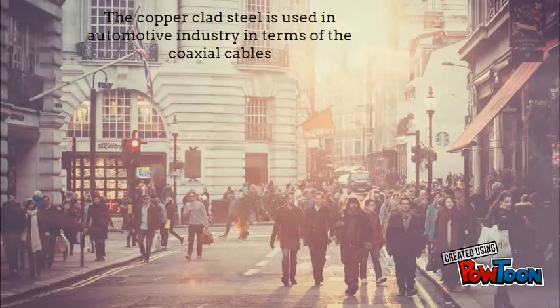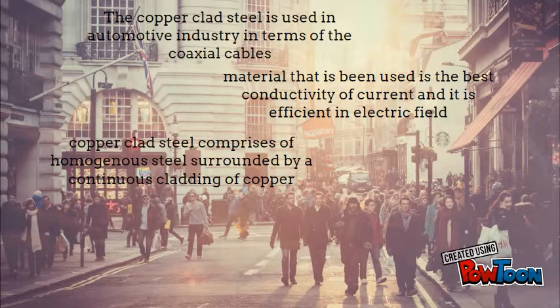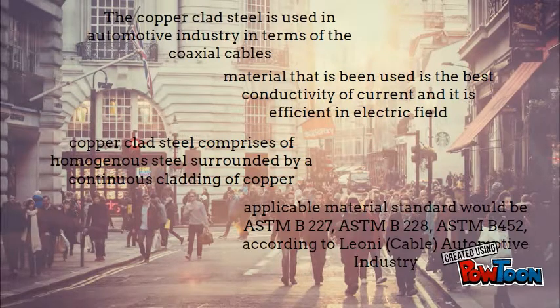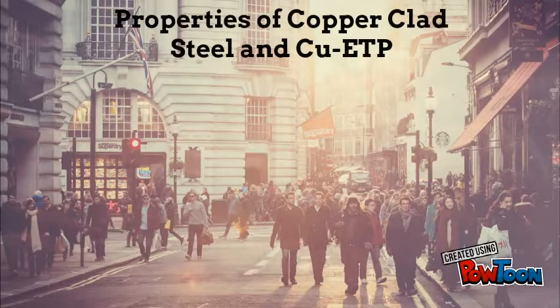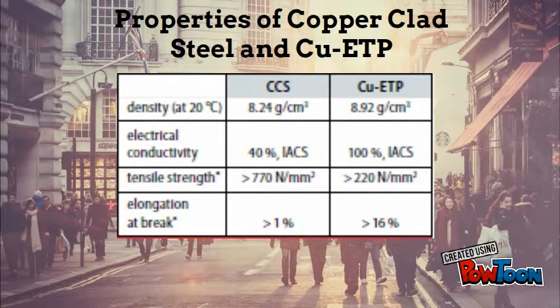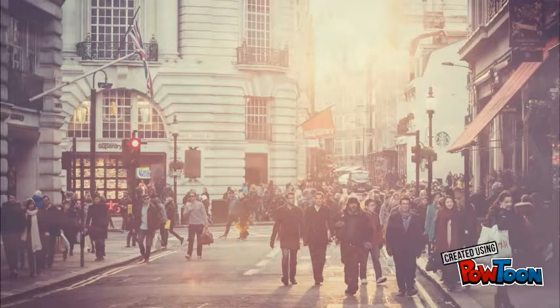The copper-clad steel is used in the automotive industry in terms of coaxial cables. The material used has the best conductivity of current and is efficient in an electric field. Copper-clad steel comprises a homogeneous material. Density is very important to determine the mass. Electrical conductivity is vital for any automobile to move. Tensile strength must be strong so that components in the vehicle won't break easily.